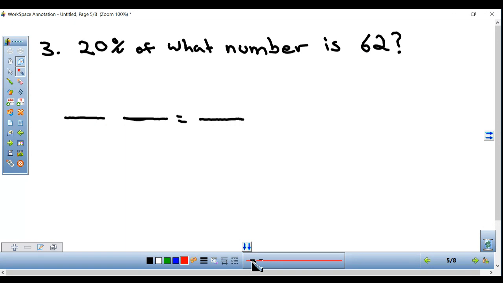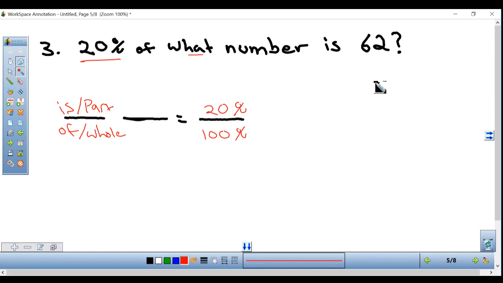Number 3, if you want to give number 3 a shot on your own, you can pause it, or you can continue to work with me. And remember, you should be writing all this down in your notes. So here we have our description words. Is over of, or part over whole. First thing I notice is this percent symbol. Because I see the percent symbol, I should understand that in the bottom right-hand corner, I will always put 100%. And any other numbers that are percent go right above it. So this 20% goes right above it.